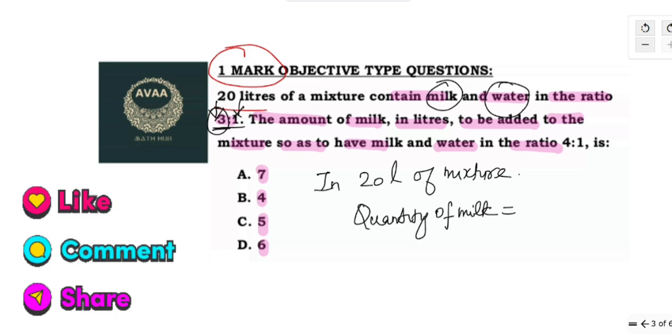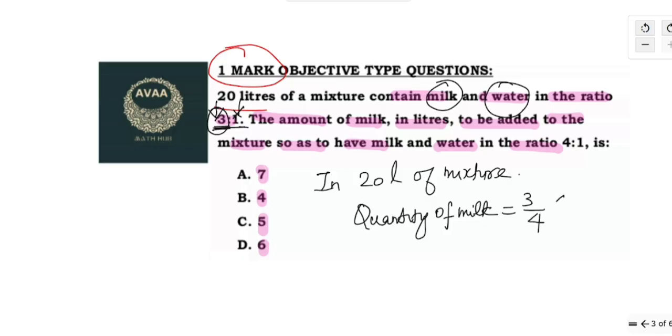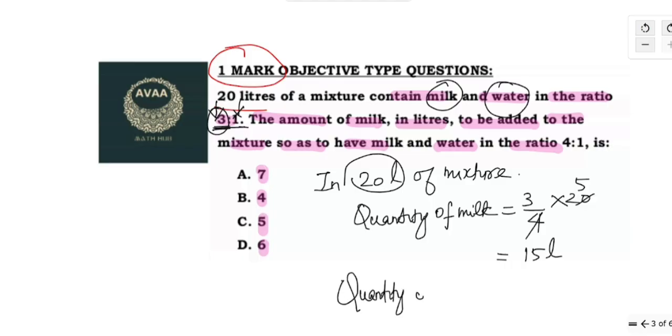So milk is 3. So 3 out of total is what? 3 plus 1 is 4. So 3 out of 4 times 20. This is the liters they have provided. So we are going to cancel them. So quantity of milk is 15 liters in that 20 liters of mixture. Again, quantity of water we have to figure out. That is actually 1 out of 4, because this 1 denotes water. Out of the total, which is 3 plus 1, 4. 1 by 4 times 20. So 5 liters.